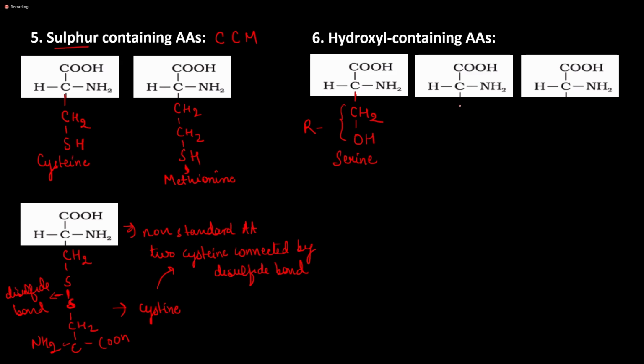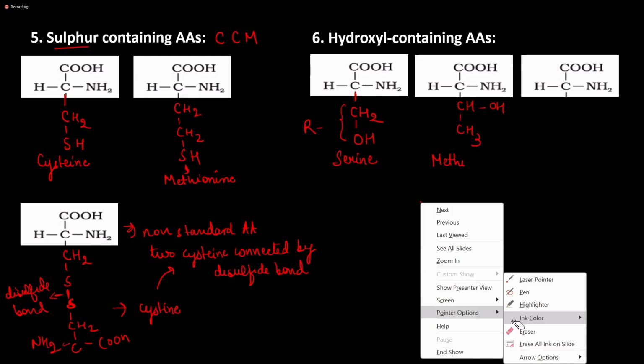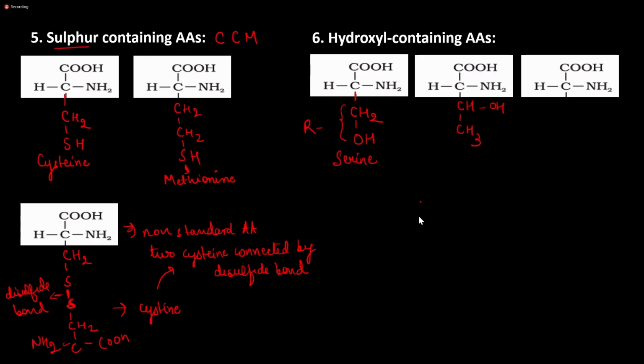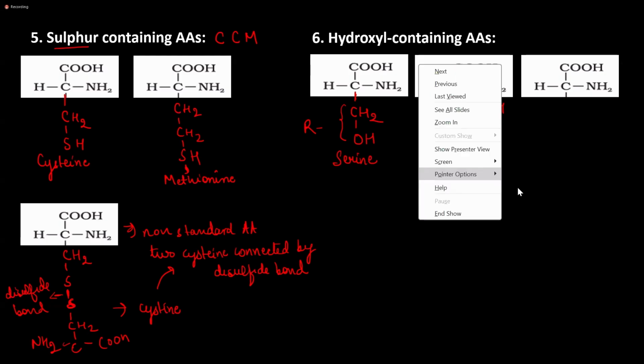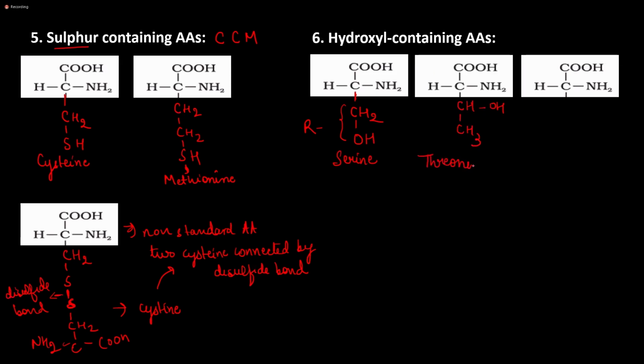Now the second is threonine. Threonine also contains this hydroxyl group, and its structure looks something like this. Instead of having OH in the end, it has OH in the beginning, and this structure is known as threonine. Now the next hydroxyl containing amino acid is tyrosine.